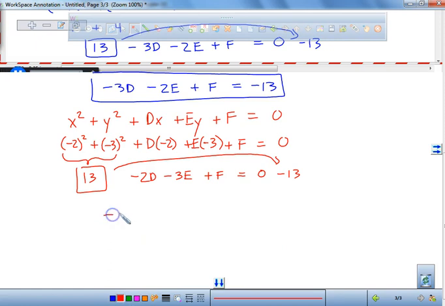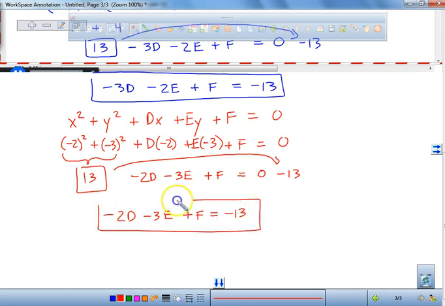So our second equation is this. Our second three-variable equation is this. Put that one in the mix. So here's our first one. Here's our second one.